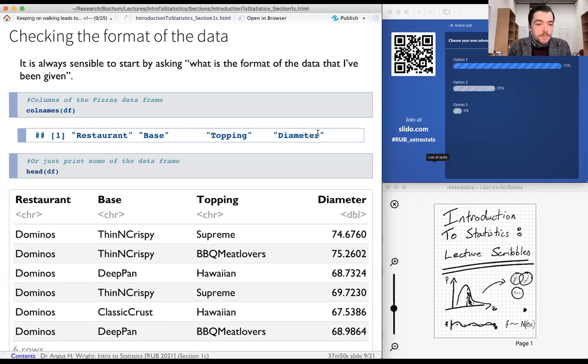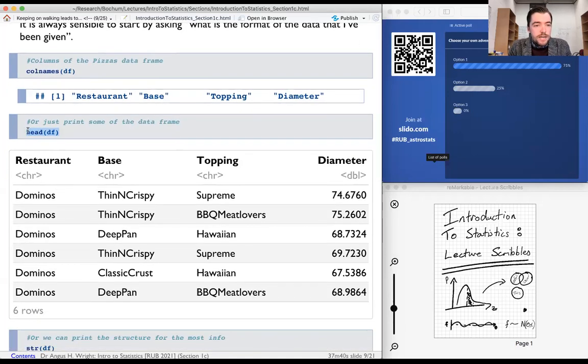Another option for looking at the actual data frame is to just look at the first n entries of the data. That's what I've done here by just taking the head, which prints the very top 6 rows of the data. And you can see that the restaurant here is of type character, as is the base and as is the topping, and then the diameter is of type double, so of a numeric type. And you can see that there are different values here. So it looks like restaurant tends to be Domino's. The bases here tend to vary a little bit, and the toppings here tend to vary a little bit as well.